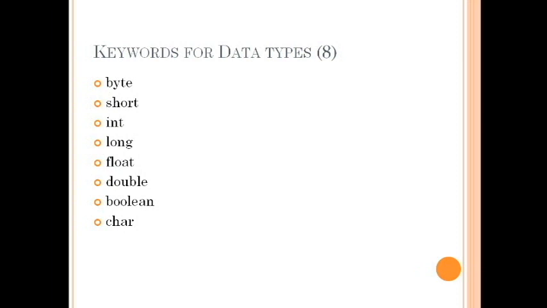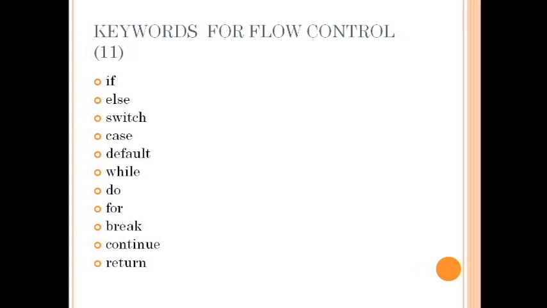The second type of keywords are for flow control. Now in Java, if we want to control the flow of statements, to govern that there are 11 keywords: if, else, switch, case, default, while, do, for, break, continue and return. So for flow control there are 11 keywords.